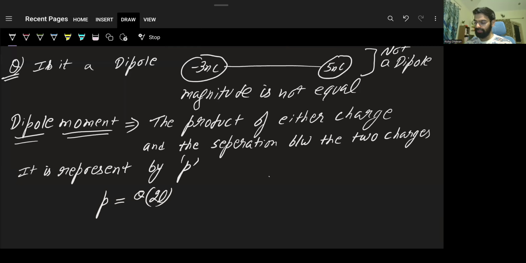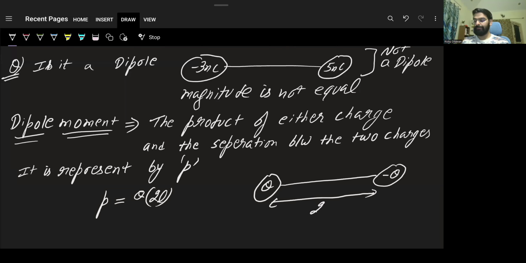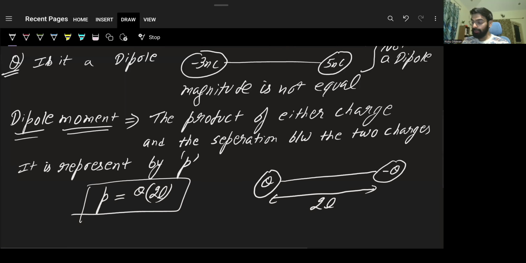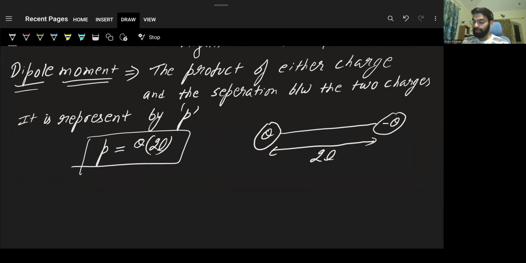Suppose my dipole is this. This is plus Q charge, and the other one will be, of course, minus Q. So they are separated by a certain distance, that is your 2L. So this is your dipole moment. But this dipole moment is a vector quantity.